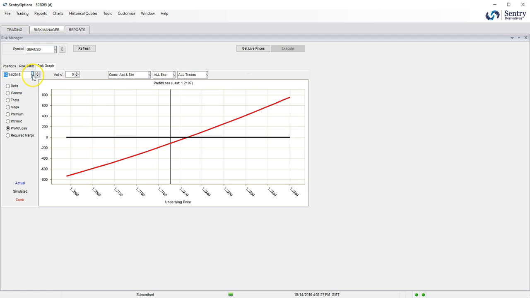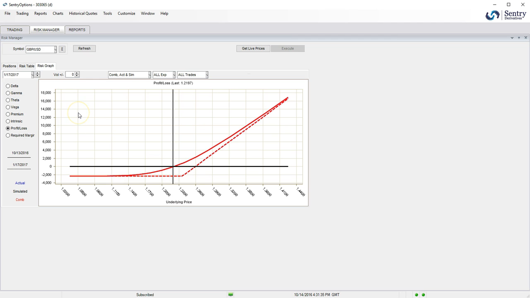So let's go into this little window and let's do our scenario analysis as of January 17th. And now you can see a classic options payoff diagram. This is showing us the solid line. Here's the code, October 13th is the solid line. January 17th is the dashed line, which is the day after expiration.